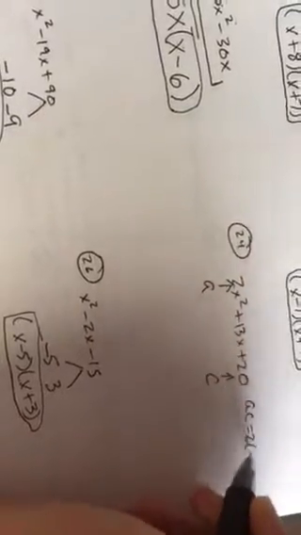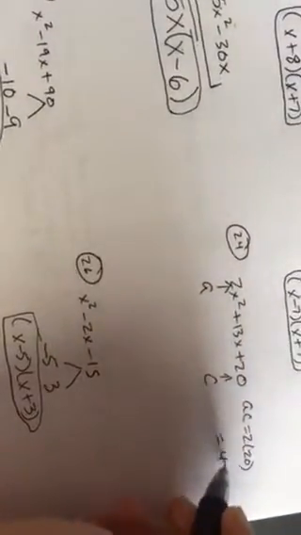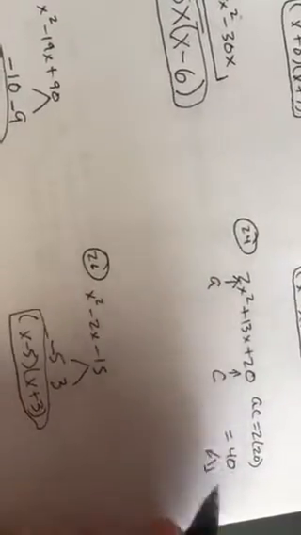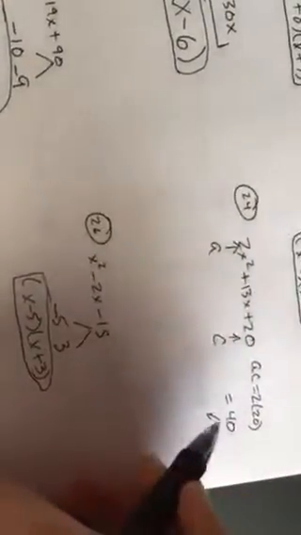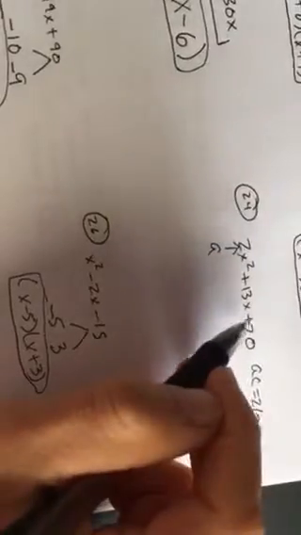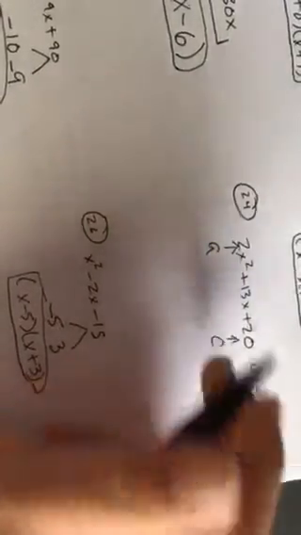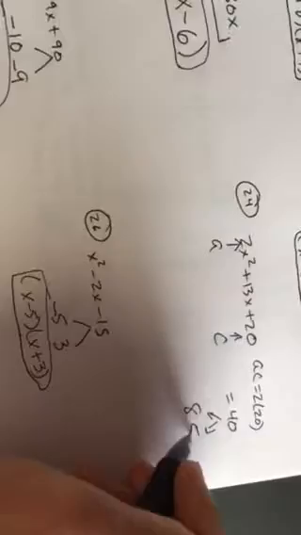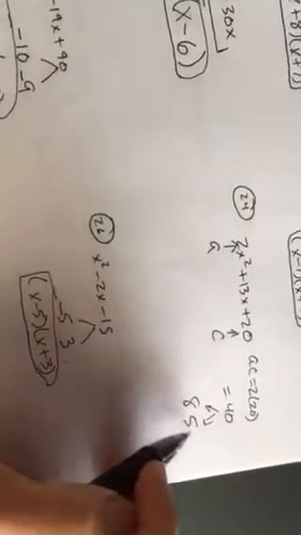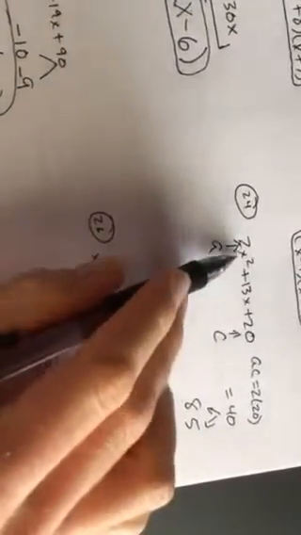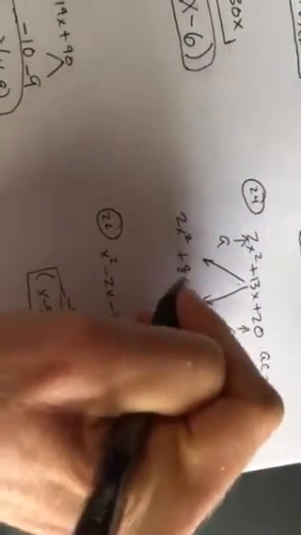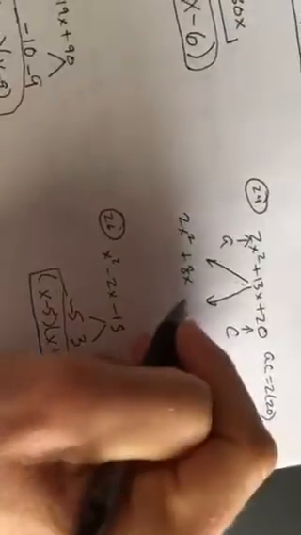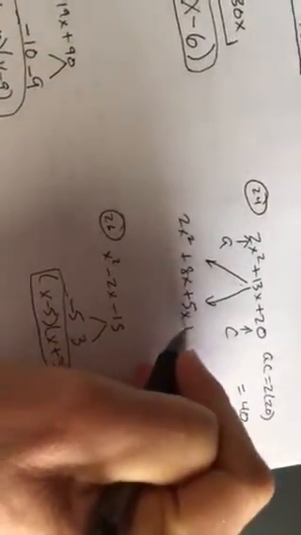A times C would be 2 times 20, which is 40. So when I multiply A times that constant, then I can ask myself what multiplies to 40, and because this is a plus, adds to 13. That would be 8, 5. Now the order doesn't matter. I could put 5 and 8, but 8 goes better with 2 because they're both multiples of 2. So I'm going to write 2x squared, and instead of writing 13x, I'm going to write it as 8x and 5x, those two factors of 40.